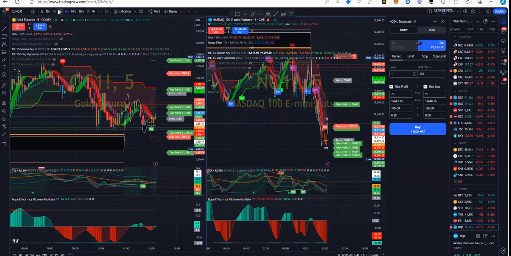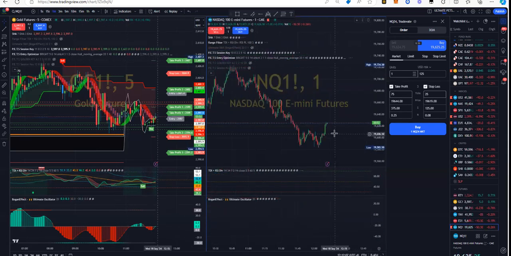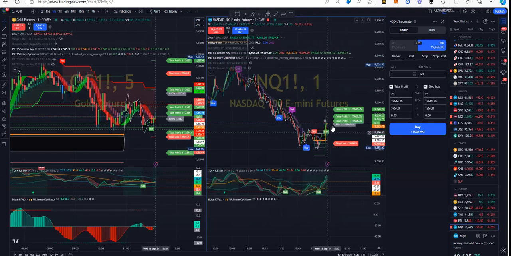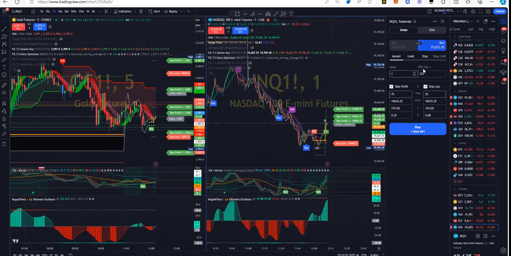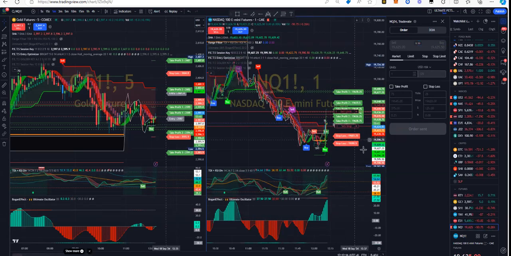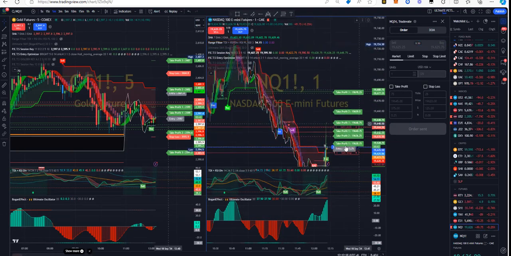Let's see what's going on in the lower time frames. We got a buy here. We got the buy. We got the entry. We can go ahead and take this trade. It's NASDAQ. Ooh, I don't like that. Spreads are a little thick, but it's okay.